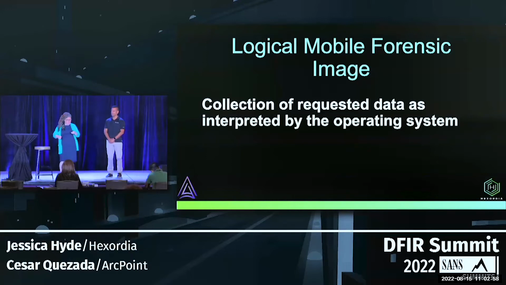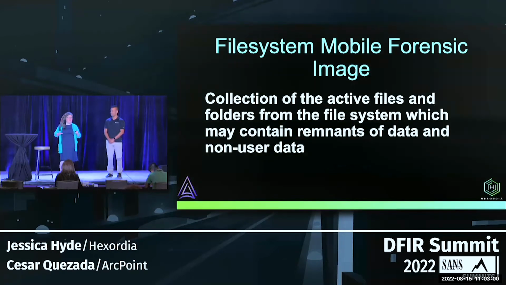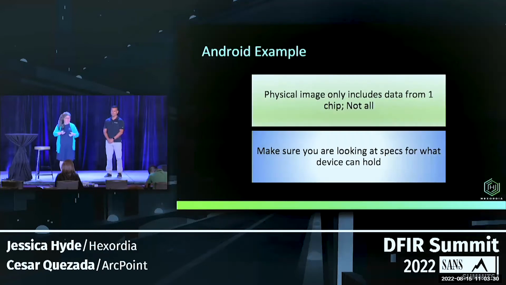Very different than the term logical in computer forensics, which is actually more synonymous with the term file system image in mobile forensics. So a file system image is going to be the collection of all the active files and folders that exist on the drive. Now, if you're used to the computer forensics world and not really to mobile, you may be thinking, well, that's going to mislead it. Not really, because on mobile phones, a lot of our data is happening in databases, and those records still exist within the file. So there's going to be lots of remnants of data and non-user data as well. You can get that complete picture.